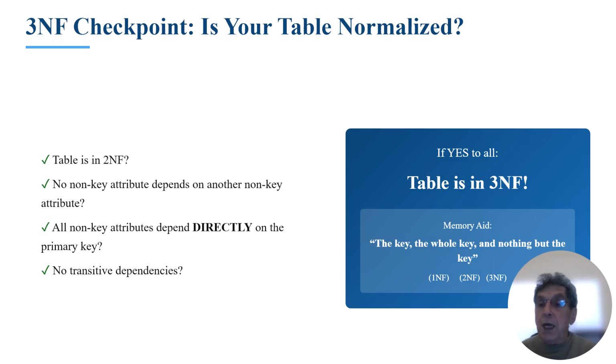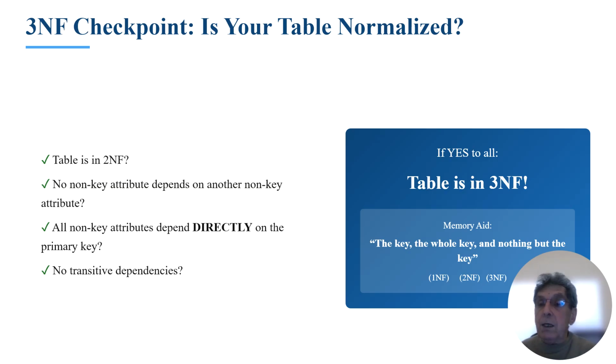The fix is always the same. Decompose. Create a new table with A as the primary key and B as an attribute. In the original table, keep A, but make it a foreign key referencing the new table. When no non-key attribute determines another non-key attribute, and all non-key attributes depend directly on the primary key, you're in third normal form. You've succeeded.